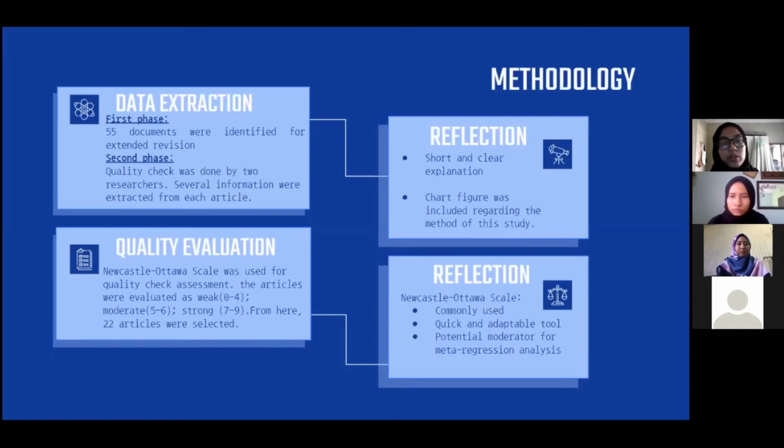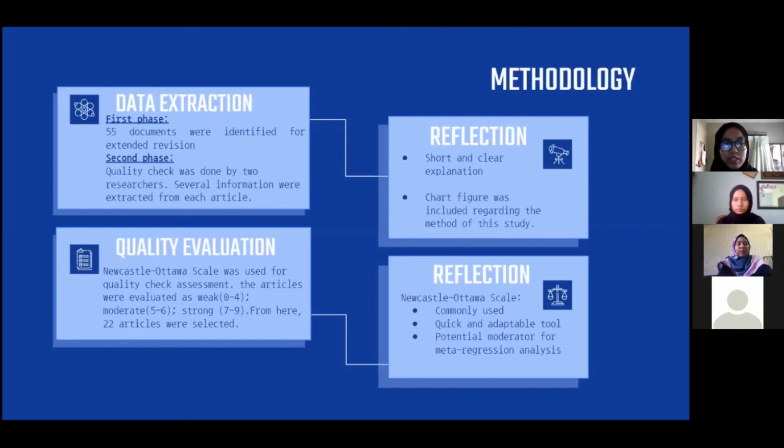So with the aid from the figure, it will be much easier for the readers to appreciate the process. And then for the quality assessment, the study applied the Newcastle Ottawa scale.